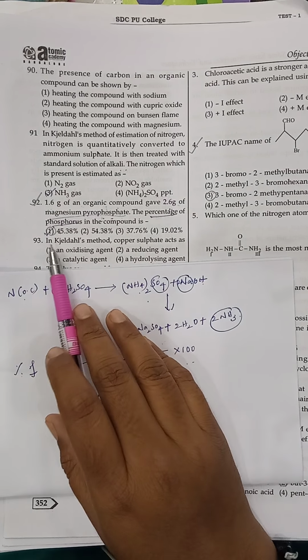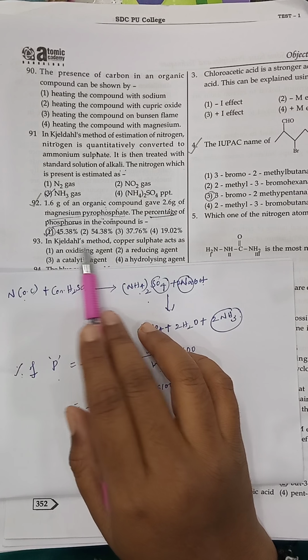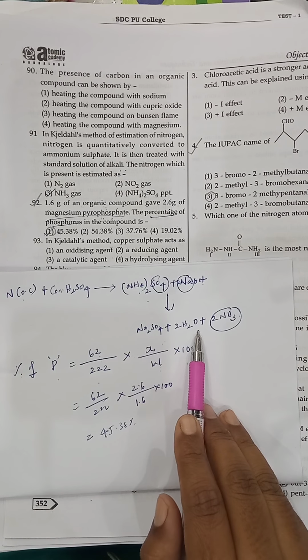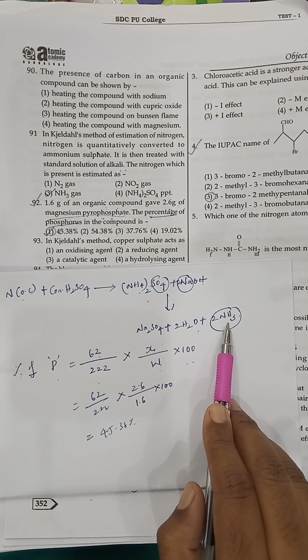Okay, now see the next question. In Kjeldahl's method, again Kjeldahl's method they have given. What is this Kjeldahl's method? It is the method which is used to estimate the nitrogen in the form of ammonia.